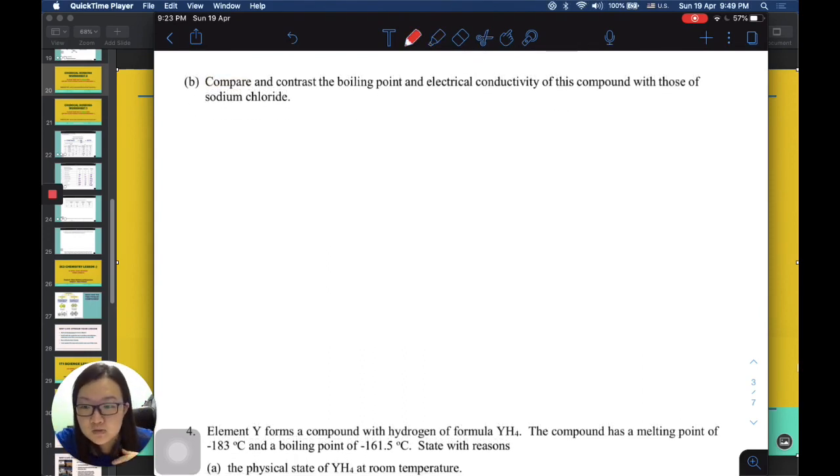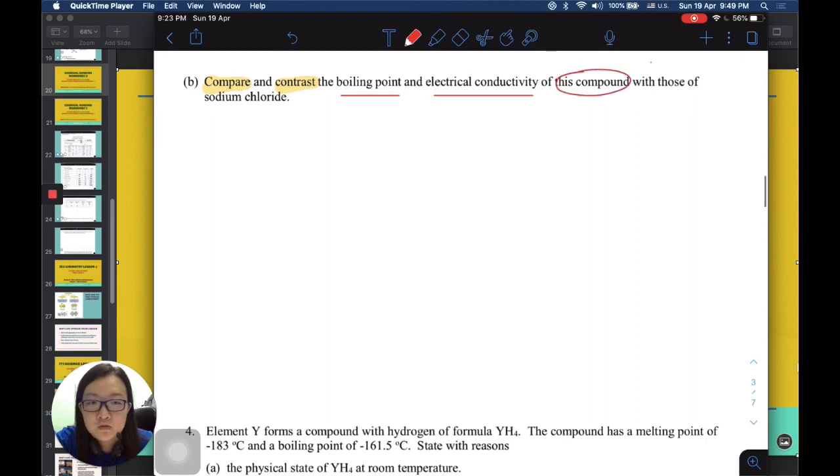So now let's look at part B. Compare and contrast the boiling point and electrical conductivity of this compound with those of sodium chloride. This compound is SiCl4, as we have just drawn a while ago, and sodium chloride is NaCl, right? We have seen that many times by now.